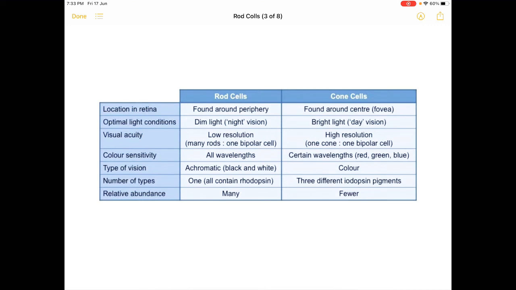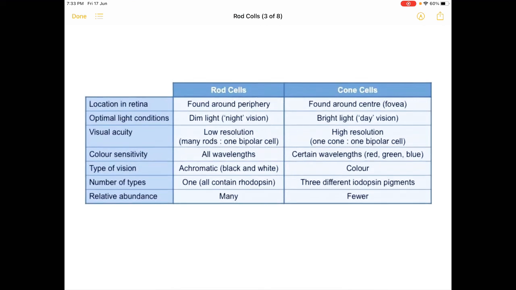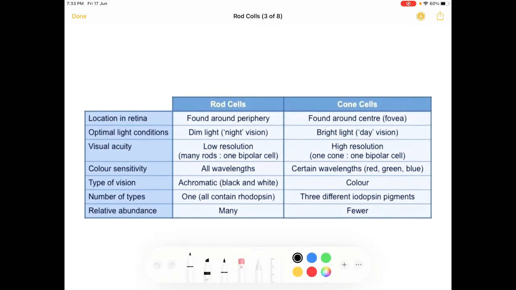Color sensitivity: rods respond to all wavelengths, cones only to certain wavelengths, red, green and blue. Type of vision: rods give achromatic, that is black and white vision, whereas cone cells give color vision. Number of types: rods have one type. All contain rhodopsin. This is also a commonly asked question: rhodopsin is present in which type, rods or cones? You should remember this also. Rods contain rhodopsin, whereas the cones contain iodopsins.